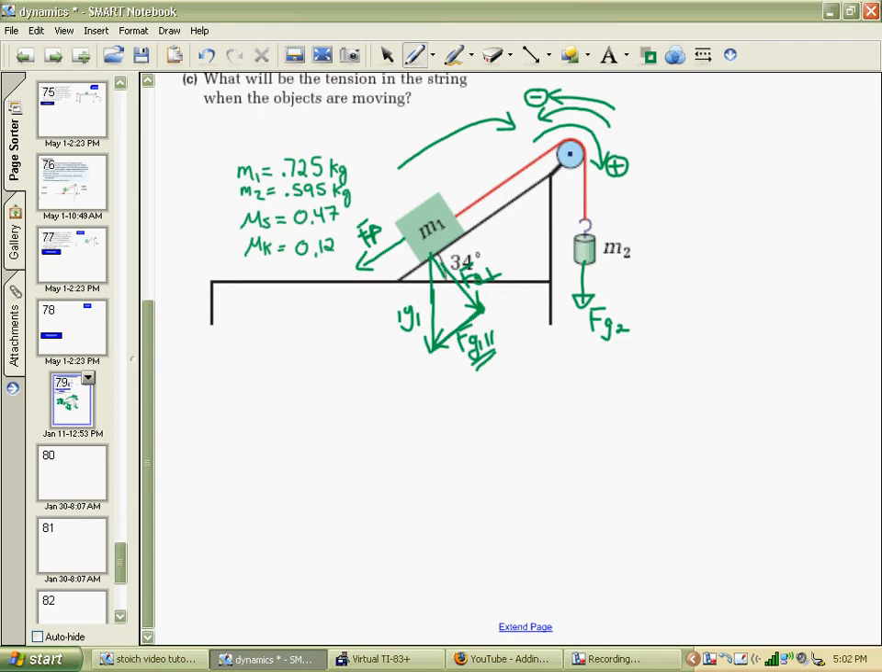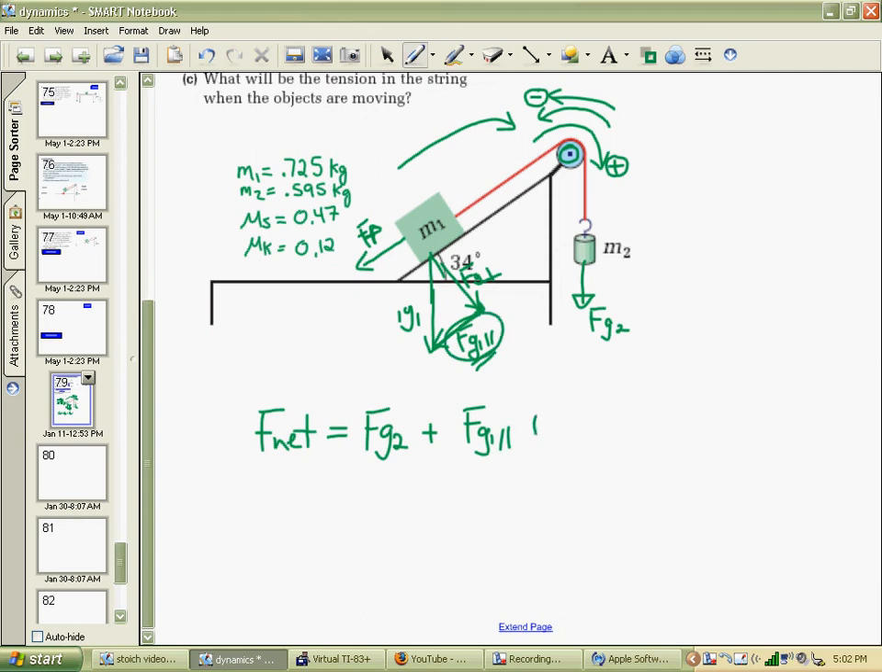So that being said, we can consider an F net for this system. The net or total force for this system is going to be all of the forces at play here on the pulley. The forces that are making this pulley turn are FG2, that is pulling it. You also have FG1 parallel, this guy here pulling it down, and you've got friction that is fighting the motion. But we have to be careful with our directions, because some of these are positives and negatives. FG2 we said was positive because it's going down this way.